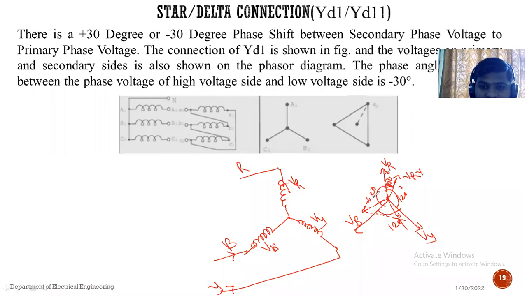This delta, it will be like this. Is it visible properly? We will draw this phasor roughly.